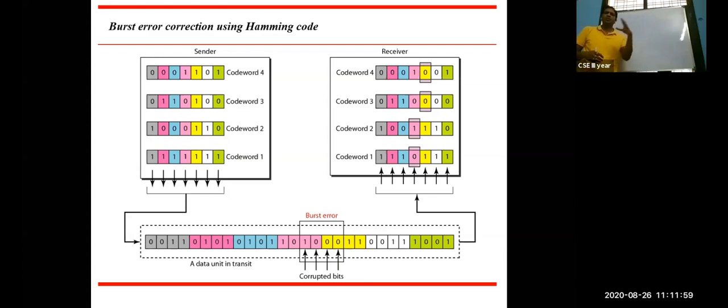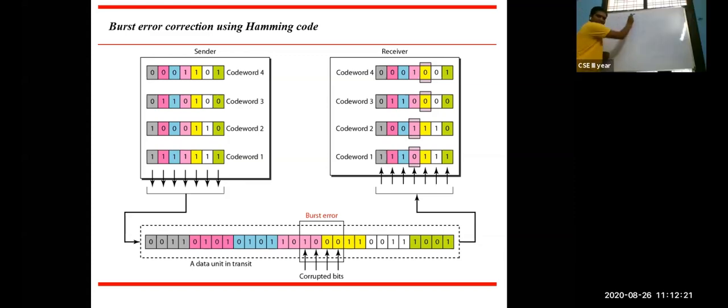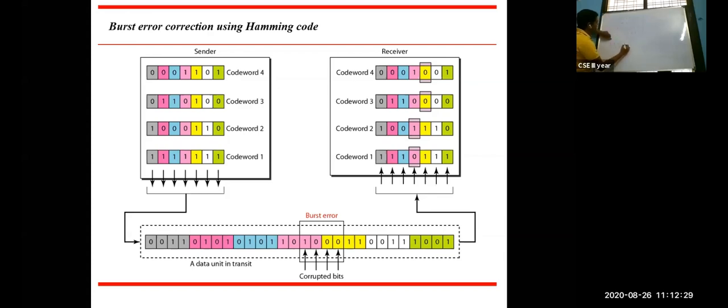So here, look at this slide. The arrow marks are pointing downwards, which means instead of sending data row by row like that, we send data column by column like this. This is sent first, this is sent next, and this is sent next. So how will my data look? I'm sending it like this: 1 1 0 1 0 0 1 0 1 1 1 1 1 1 0 0 and so on.